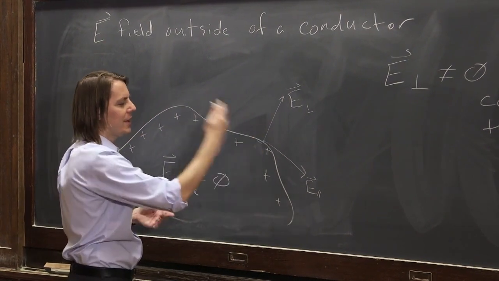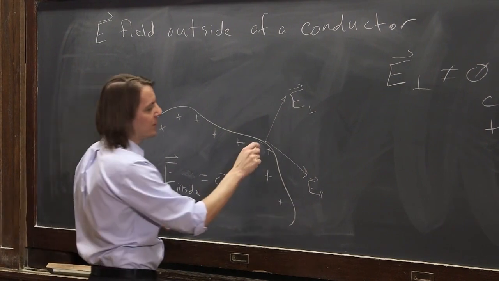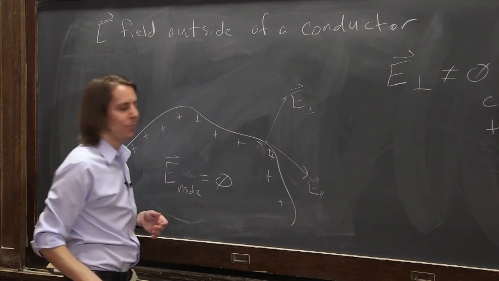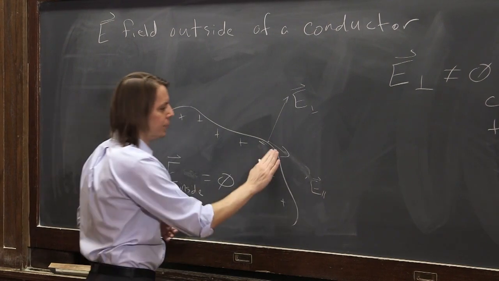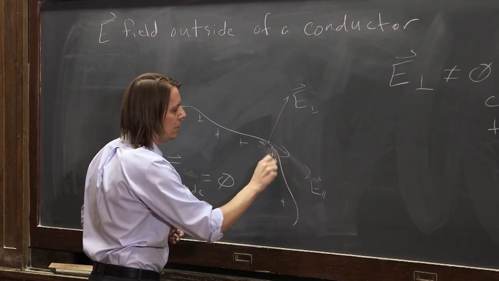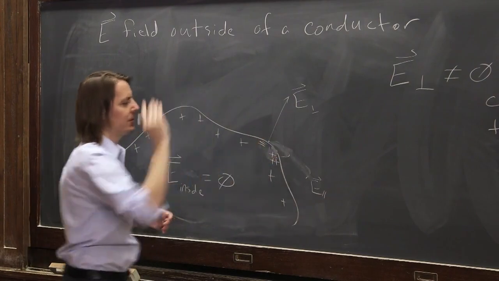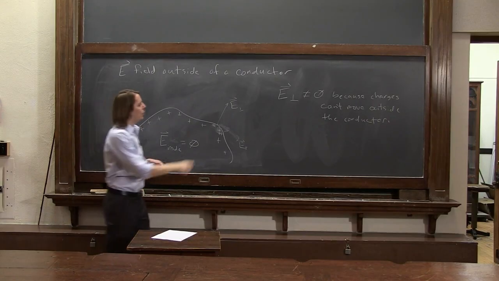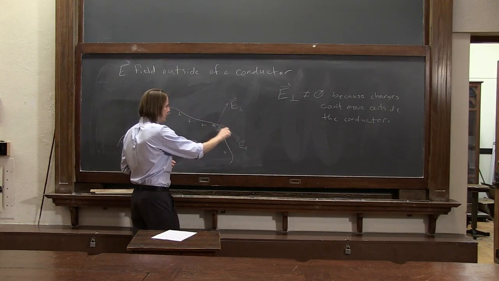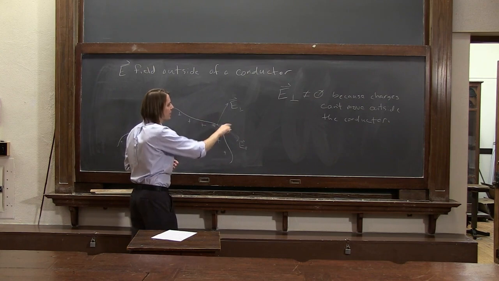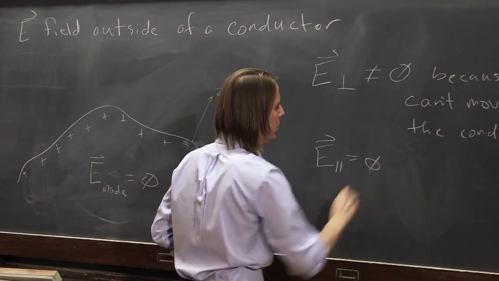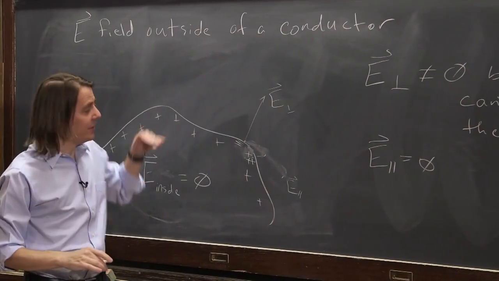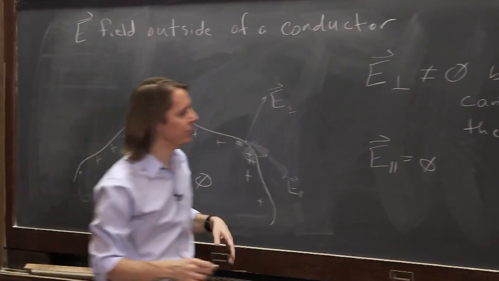It would make a field that would cancel that field. And if it wasn't enough to cancel it, it would do it a little bit more. It would do it until this field is driven to 0. Okay? So for a field that's parallel going along the surface, E parallel, it does equal 0. Because in that direction, along the surface, the charge can move.